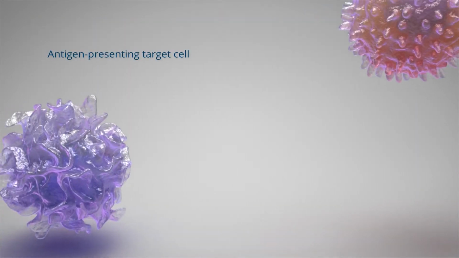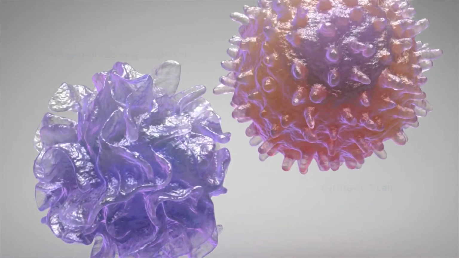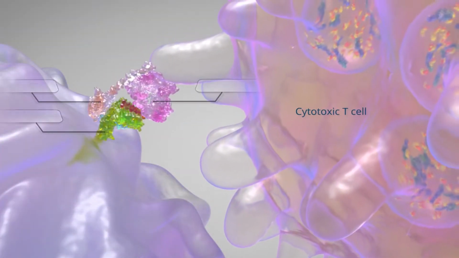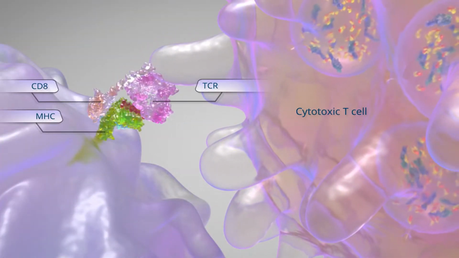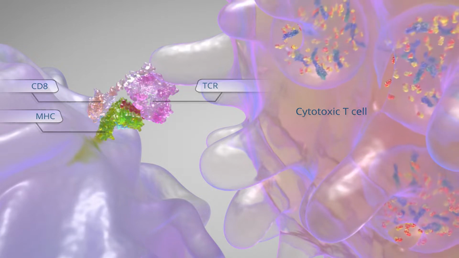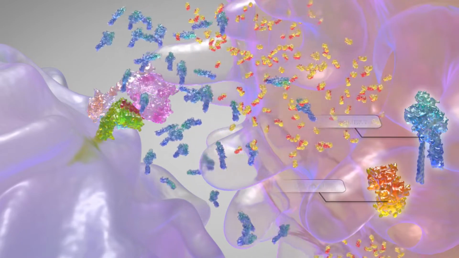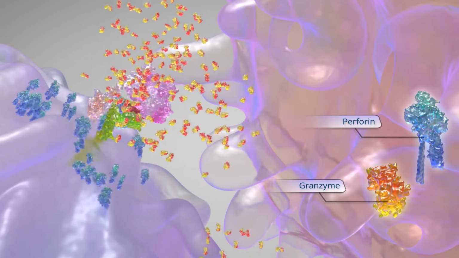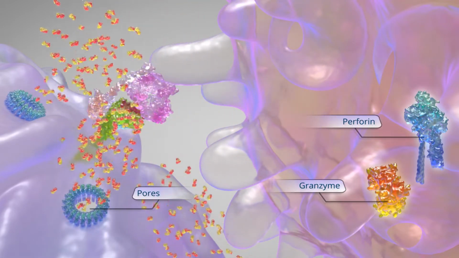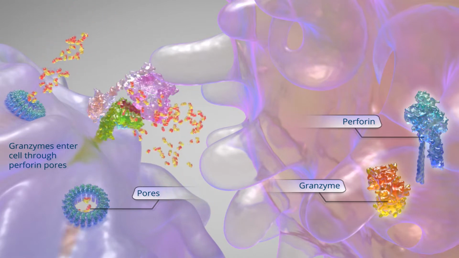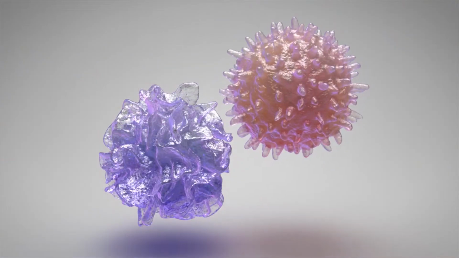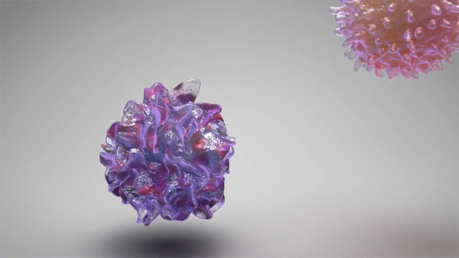In healthy individuals, during defense against infections, cytotoxic CD8-positive cells recognize and bind to antigen-presenting cells, and then release perforin and granzymes into the immunological space. Perforin creates pores in the target cell's plasma membrane, allowing entry of cytotoxic granzymes causing cell lysis.